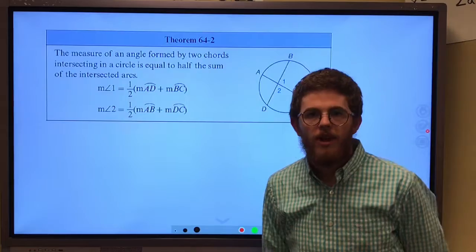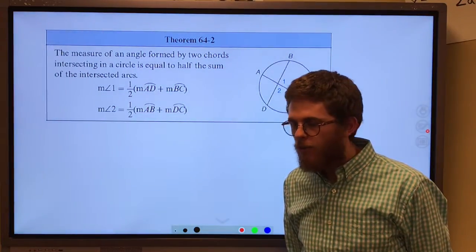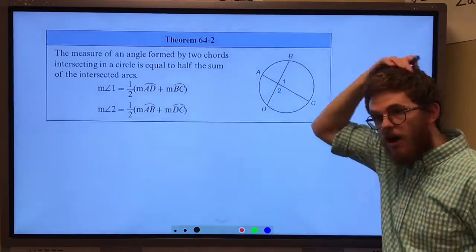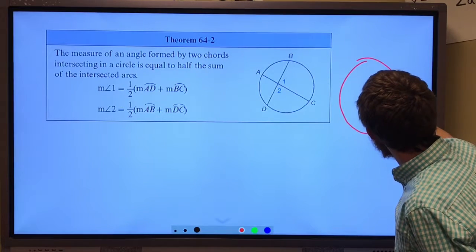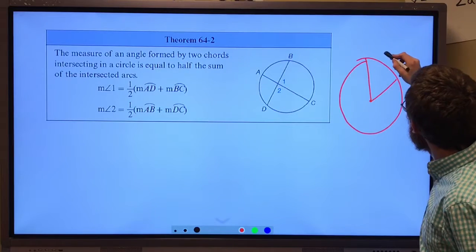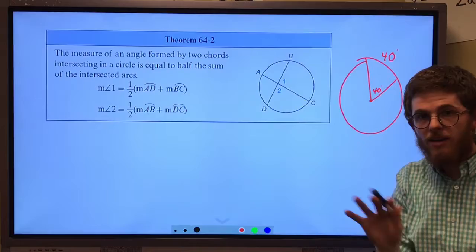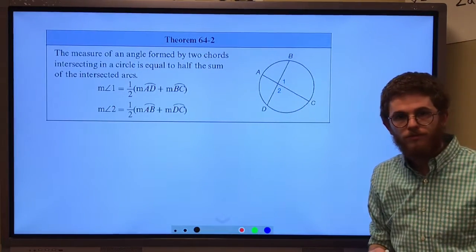Now this is what we're really after here. What if we have an angle somewhere inside of our circle? So this is not inscribed. The angle is not on the circle. It's not in the center either. It's not a central angle like we've seen before. Central angles had the same measure. If this was 40 degrees, this angle would be 40 degrees. It's not that. This angle is not central.